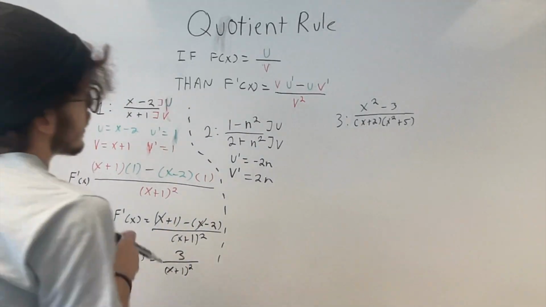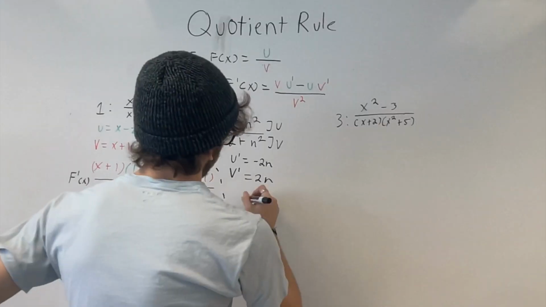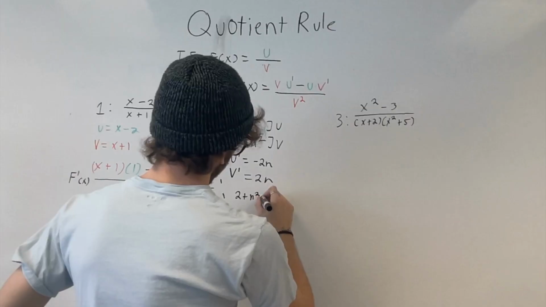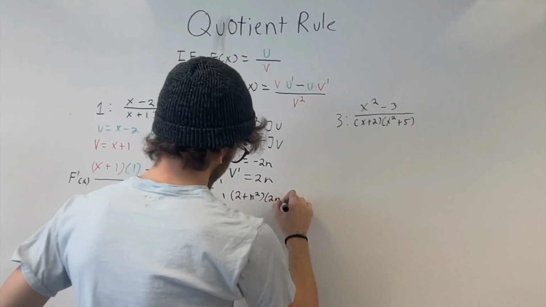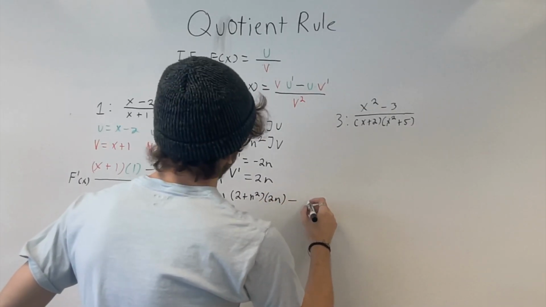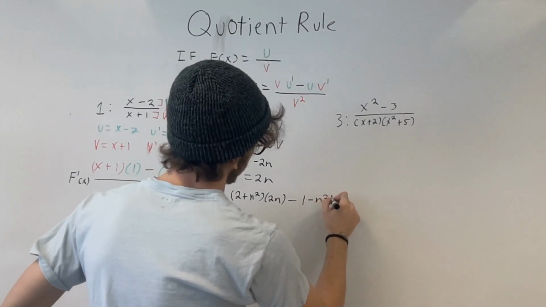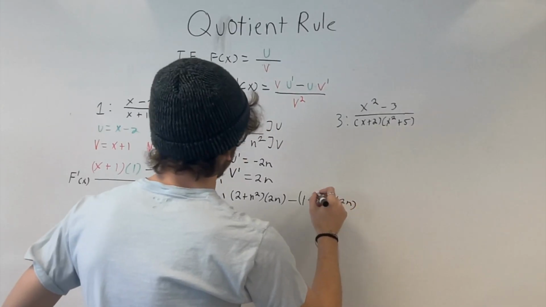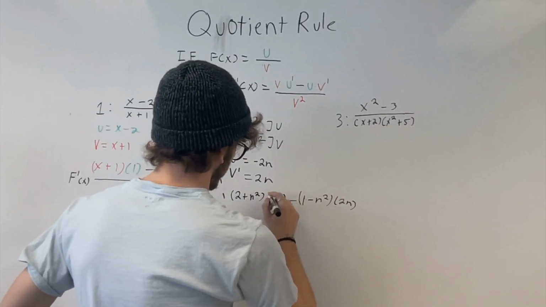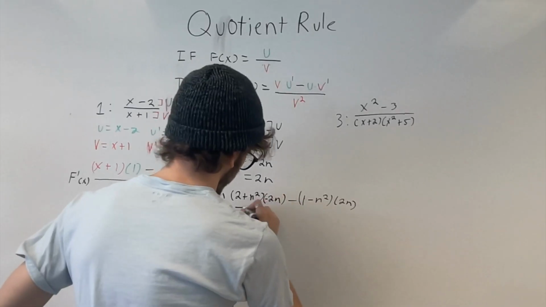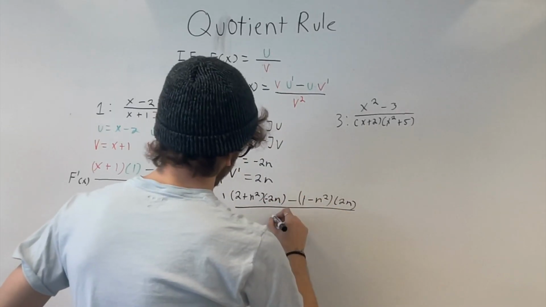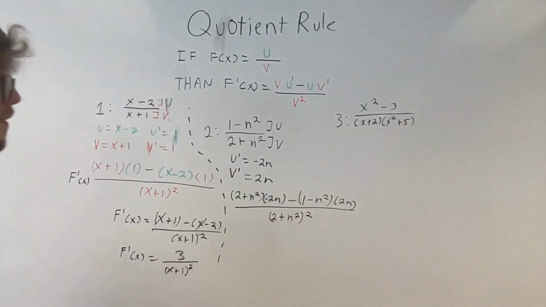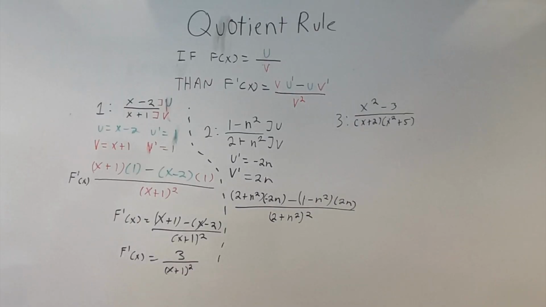Now let's plug everything in here. So v is 2 plus n squared times u prime, which is negative 2n, minus u, which is 1 minus n squared, times v prime, which is also 2n. And yeah, u prime's negative, so we're going to put a negative sign. And then over v squared, 2 plus n squared squared. So that's what we're working with.